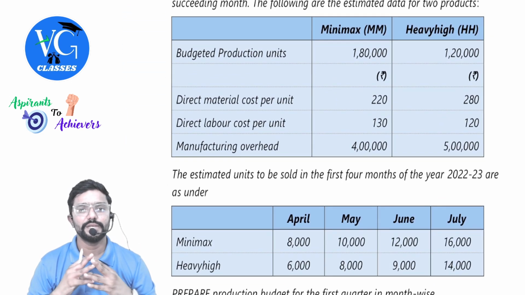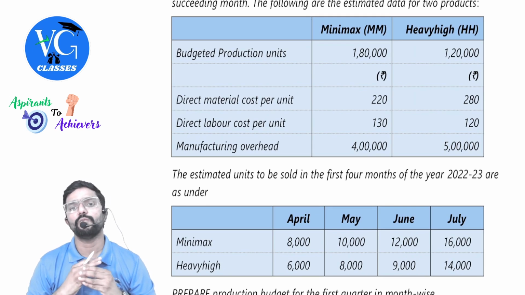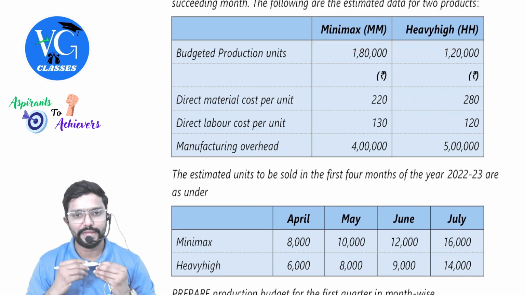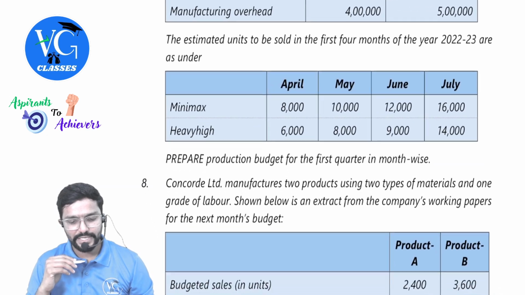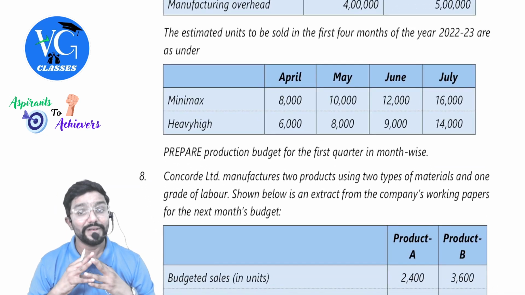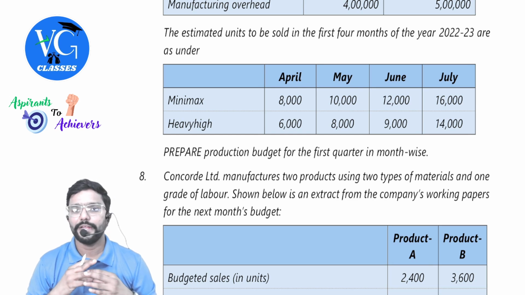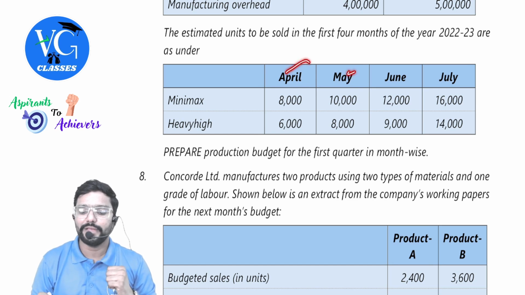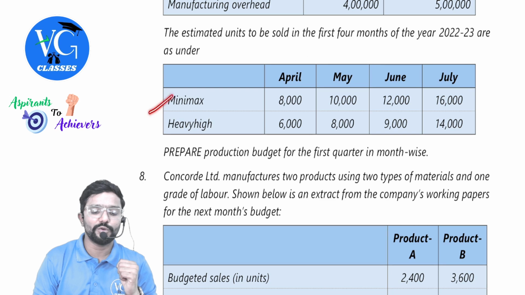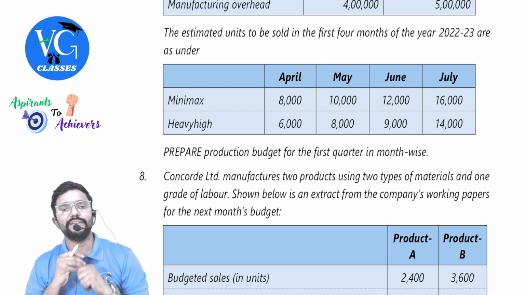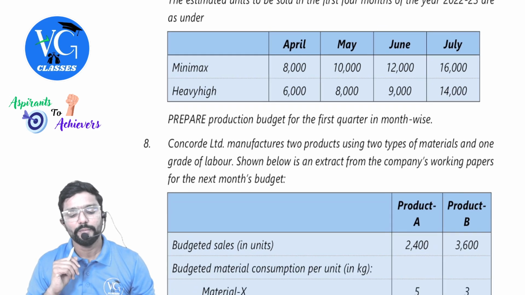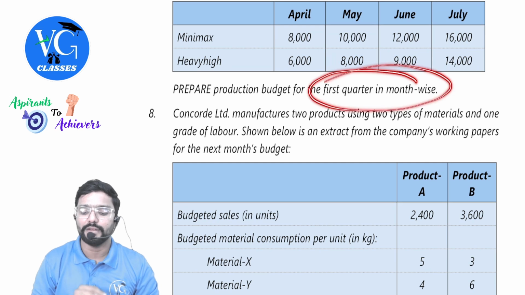Budgeted production in units, direct material cost per unit, direct labor cost per unit, manufacturing overhead. For both the products it is given. The estimated units to be sold in the first 4 months of the year 22-23 are given. They have given 4 months data: April, May, June, July. Estimated units to be sold, guys. For Minimax and AV High, both they have given sales in units. Prepare production budget for the first quarter month wise.